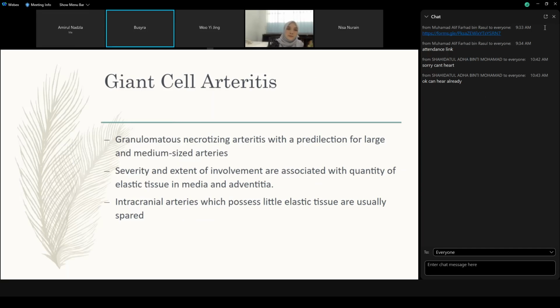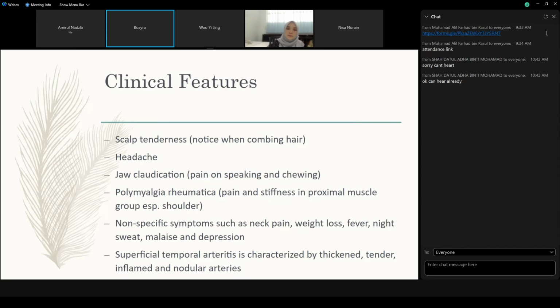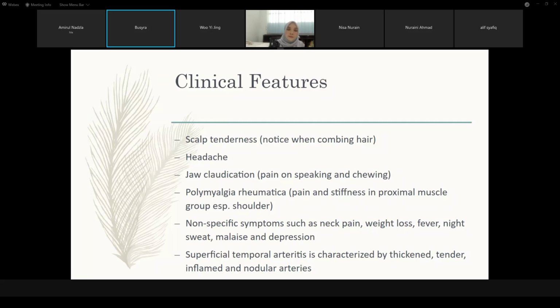The next. Okay, those who have GCA may come with complaints of, first, scalp tenderness, which is first noticed when the patient is combing the hair, and this is a very common symptom. Next is headache. The headache can be localized at the frontal, occipital, or temporal area, but it can also be generalized. There is also jaw claudication, which is cramp-like pain when the patient speaks or chews, and this is caused by ischemia of the masseter muscles.